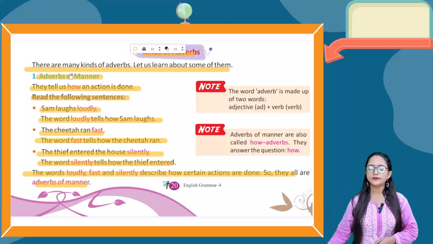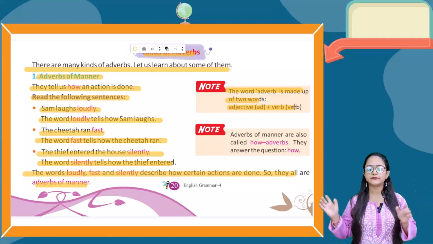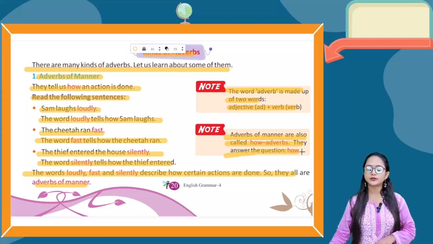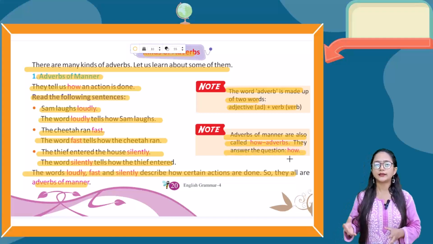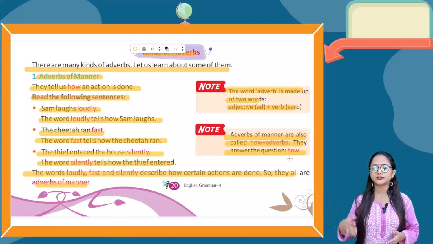Now before going further, there is a note. The word adverb is made up of two words, that is adjective plus verb. Next note: adverbs of manner are also called how adverbs. They answer the question how.